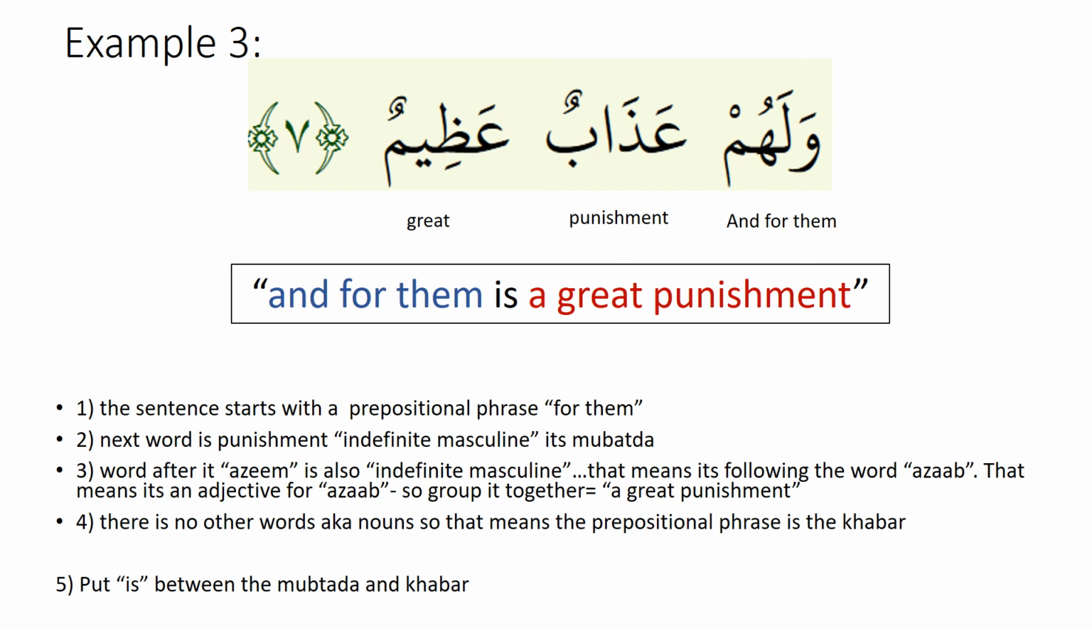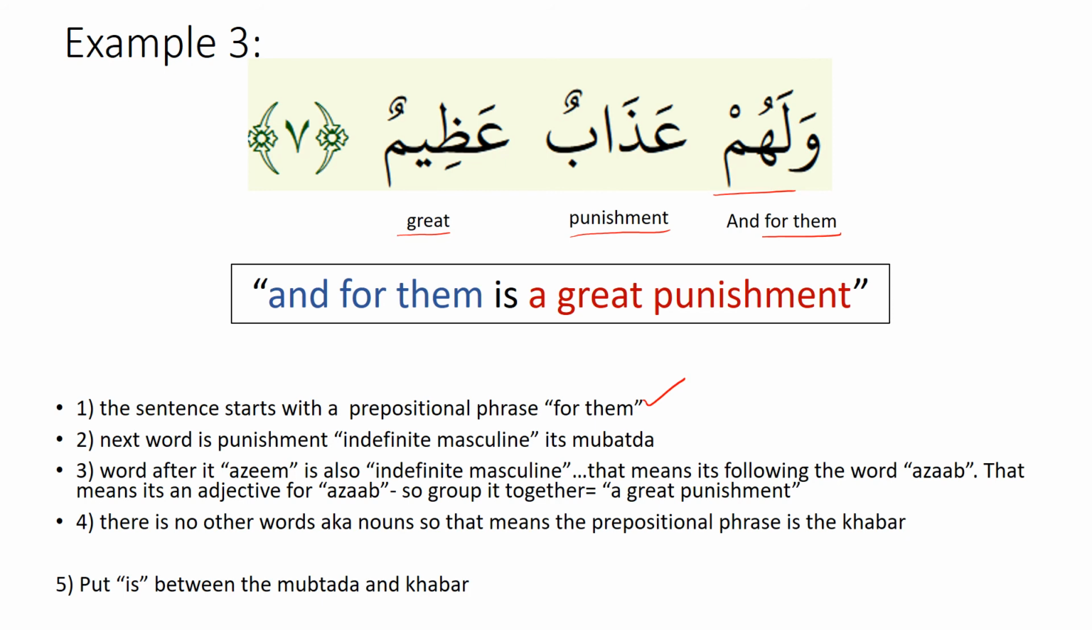Example number 3. Walahum, wa means and, lahum means for them. So this is a prepositional phrase. Adabun means punishment, and adhimun means great. Now, the sentence starts with a prepositional phrase, for them. Okay, so we just translate it like that for now. The next word is punishment, and it's indefinite masculine.